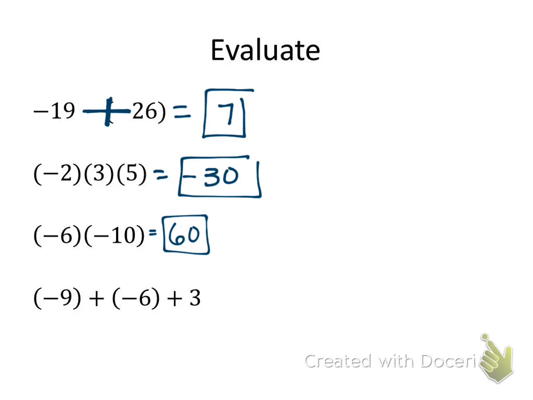Okay, now on this next problem, we've got more than 2 terms that are being added or subtracted. So I need to go through and let's just do 2 at a time. Let's do the first 2: negative 9 plus negative 6. Do they have the same signs or different signs? Same. So I'm going to add and keep. 9 plus 6 is 15. Keep the sign which they both have, which is negative. Negative 15 plus 3 is negative 12. They have different signs, so I subtract and take.